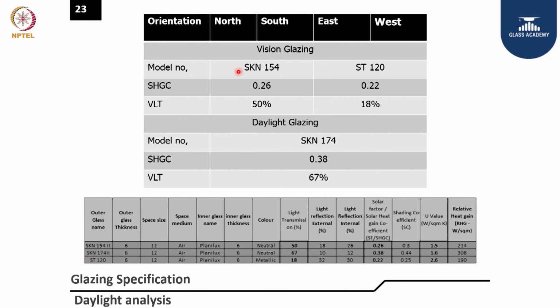and parameters, like if it is SKN 154, which has got 0.26 SHGC, and ST 120 about 0.22. By looking at this, people will definitely go for 0.22 for energy. When you look at daylight, people get into 50%. But you can't do this manually on a random basis.